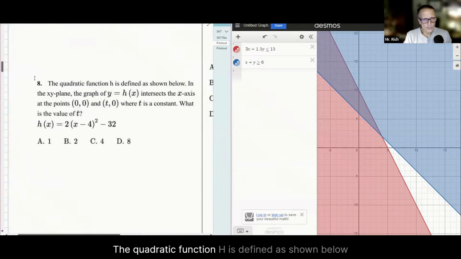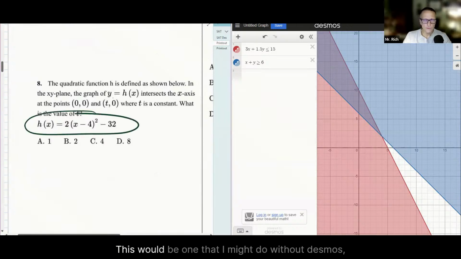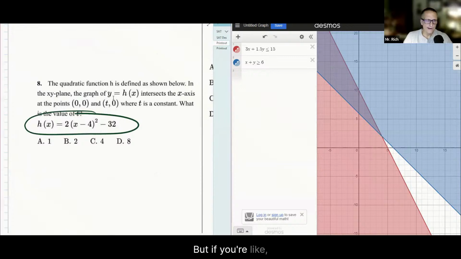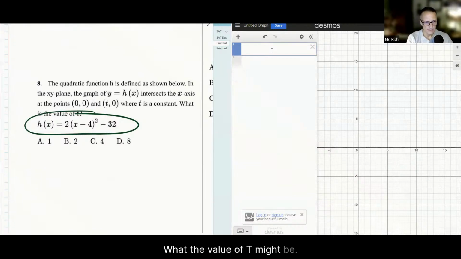The quadratic function h is defined as shown below. In the xy plane, the graph of h of x intersects the x-axis at points (0, 0) and (t, 0), where t is a constant. What's the value of t? It's asking me to find the x-intercepts here. It's not that hard. This would be one that I might do without Desmos because I know how to do it. But if you're like, I'm not sure how to do this, I think I'll do what Rich said and I'll graph it and see what the value of t might be.